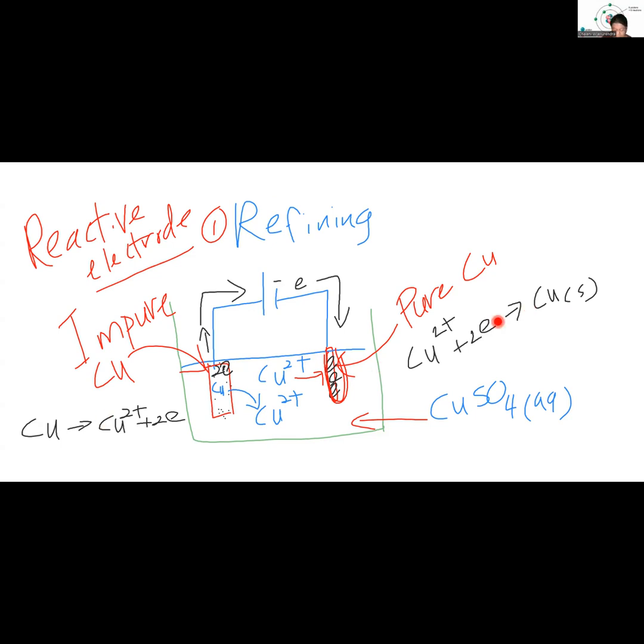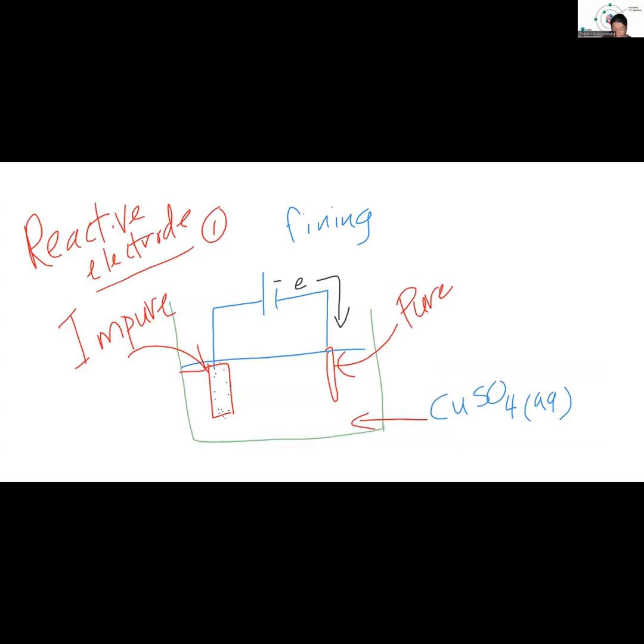But the reactions are easy to remember, isn't it? Same reaction, opposite. Look at this, copper metal atoms on the impure side become copper ions and dissolve. That means it enters the solution, losing the electrons. Copper becomes copper 2 plus and loses 2 electrons. And on the other side, from the solution, those copper 2 plus ions gain electrons and become copper metal and coat on the cathode.